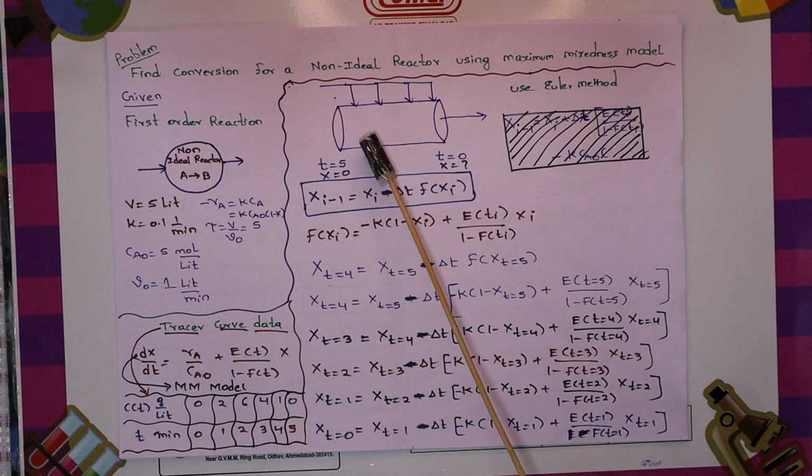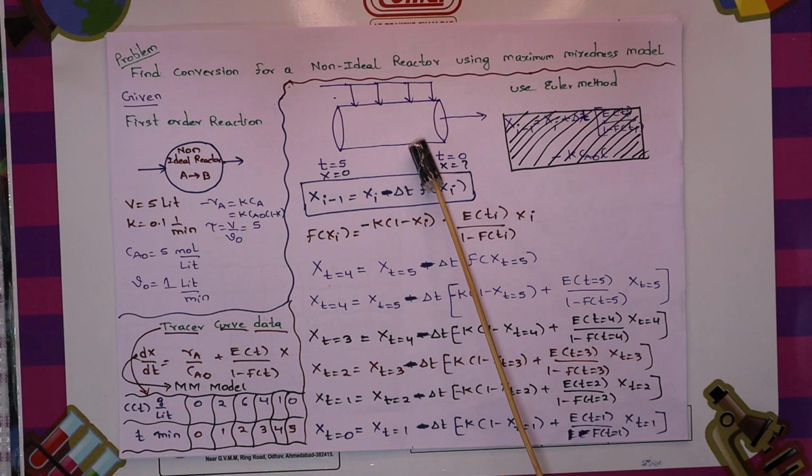So at time t equal to 4, the conversion at time t equal to 4 is nothing but the conversion at time t equal to 5 minus delta t into f of conversion at time t equal to 5. That means you have to find the conversion at t equal to 4. Like that you have to do this till you reach time t equal to 0. That means you have to do Euler's method. Okay. The conversion at time t equal to 4 is nothing but that at time t equal to 5 minus delta t into the function at time t equal to 5.